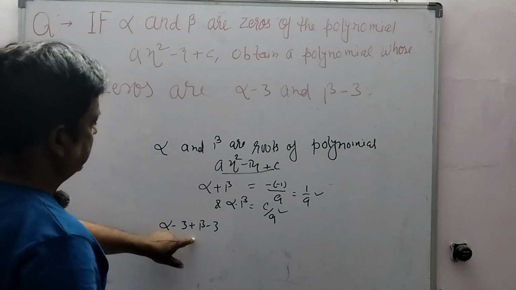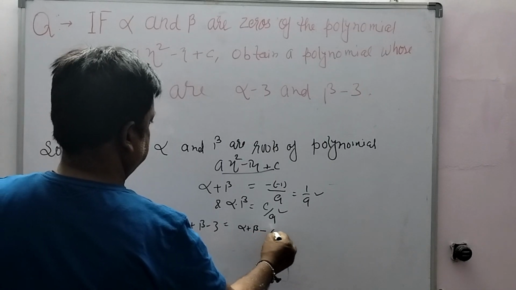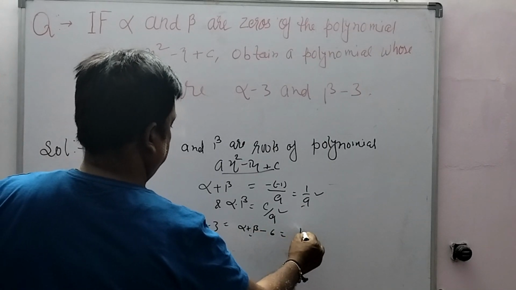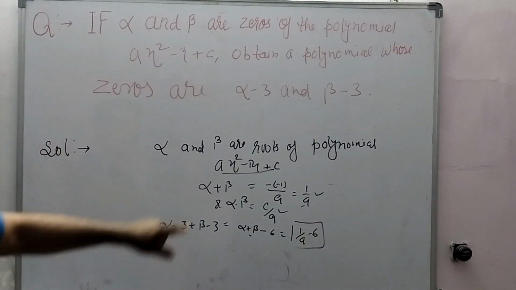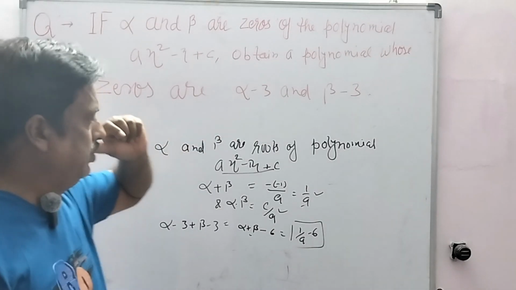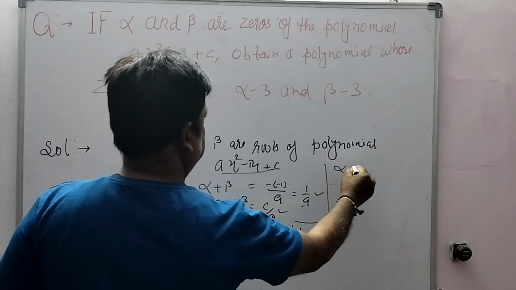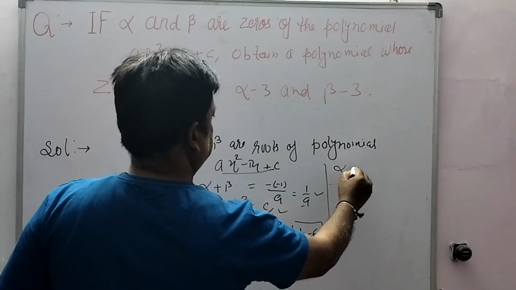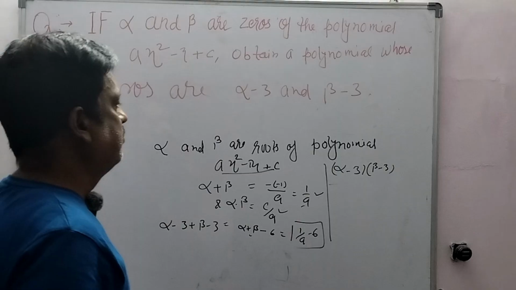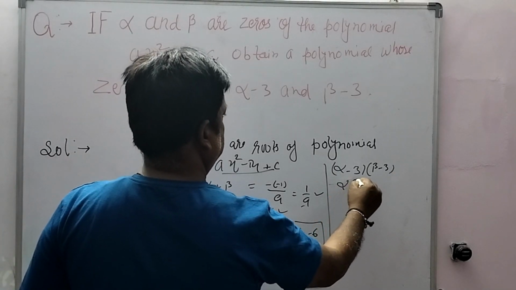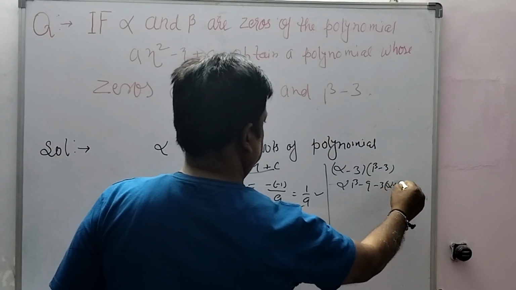Okay. Alpha minus 3 plus beta minus 3 equal to alpha plus beta minus 6. Alpha plus beta given 1 by a, so 1 by a minus 6. Okay. We get the sum of roots of this new polynomial. And the product of roots, alpha minus 3 into beta minus 3, equal to alpha beta minus 3 alpha minus 3 beta plus 9.